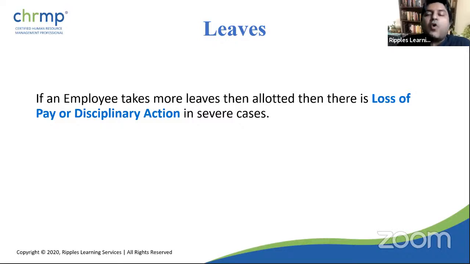Leaves are paid, all the leaves are paid, whether we are talking about a national holiday, a festival, a sick leave, or a casual leave. And I would talk about all those leaves. But largely, all these leaves are paid. And when all these leaves get exhausted, you have loss of pay.